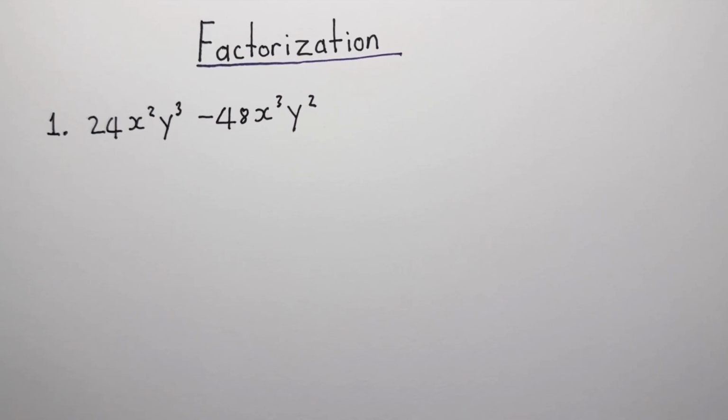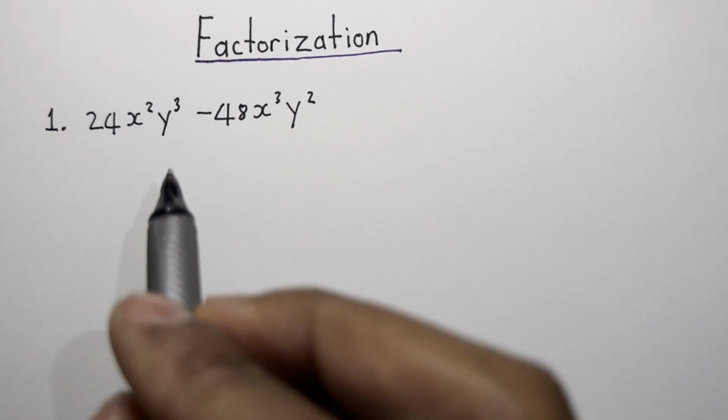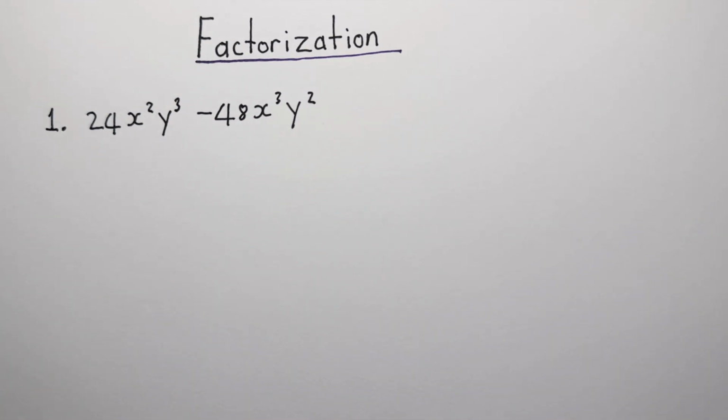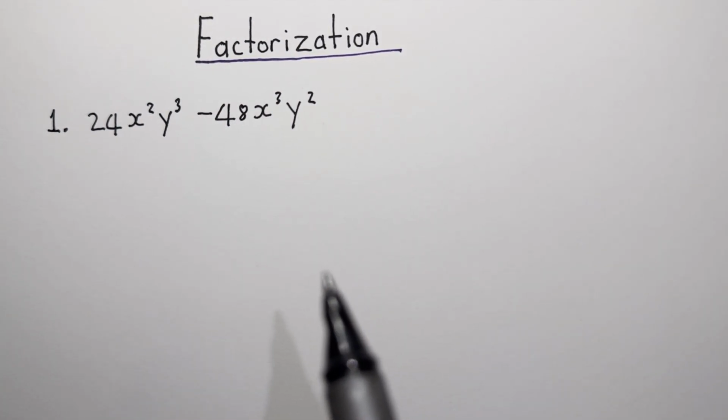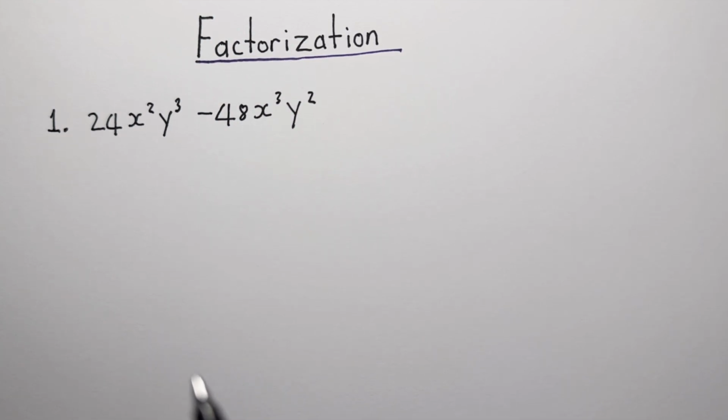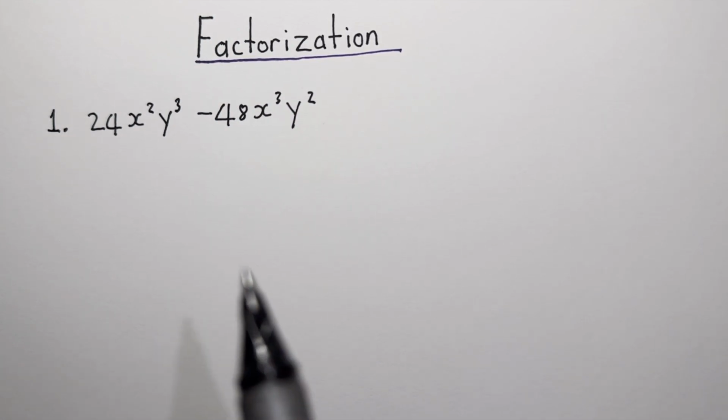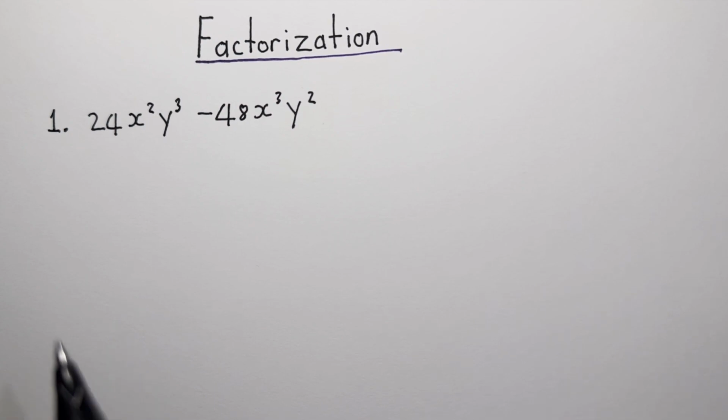Hello everyone, in this lesson we're doing factorization and we're going to factor the GCF or the HCF from this expression and then use it to factor the expression. HCF stands for highest common factor while GCF stands for greatest common factor. So those two abbreviations can be used interchangeably.